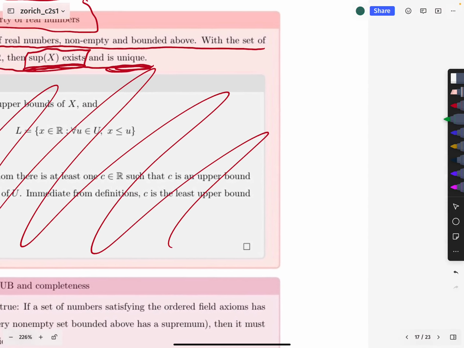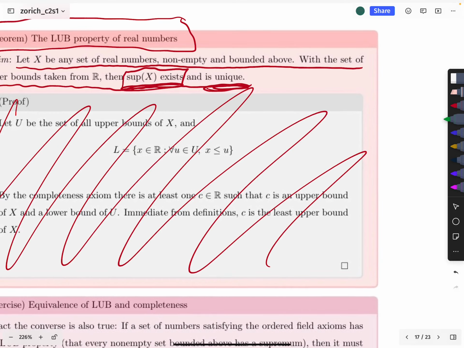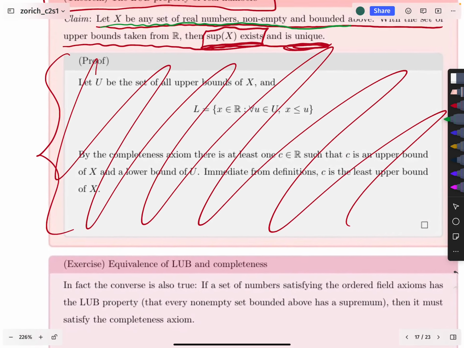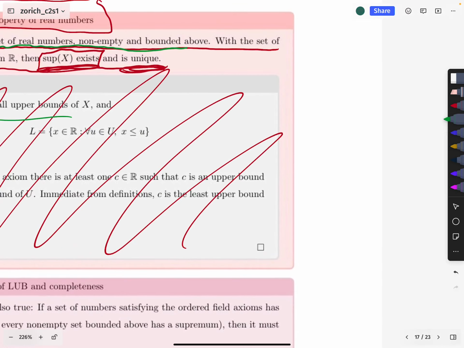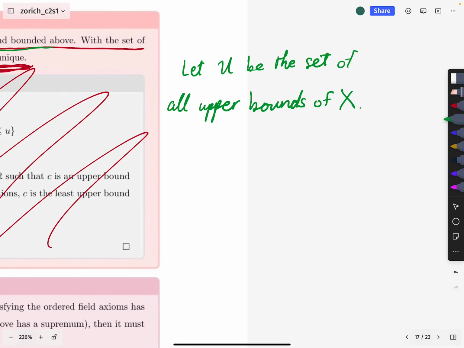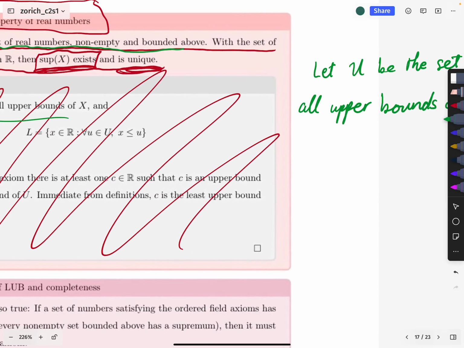So, let X be, right? So we're going to let X be a set of real numbers, non-empty, bounded above. But then what I want to do, and I will do at least one part of what I did before, which is let U be the set of all upper bounds of X. And then what I want to do is argue that this has a minimum.